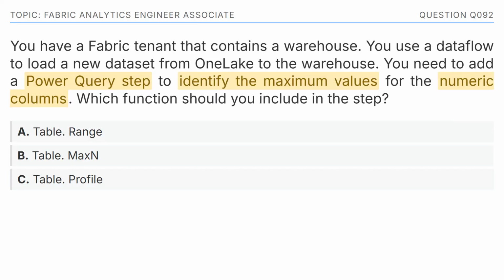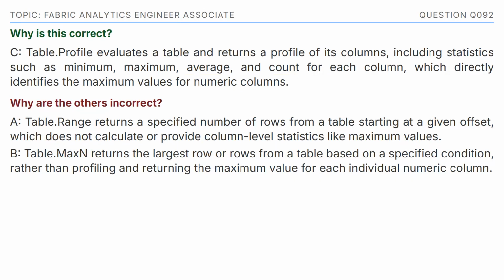To arrive at the correct answer, we focus on the keywords: Power Query step, identify the maximum values, numeric columns. The correct answer is option C, Table.Profile. Why is this correct? C. Table.Profile evaluates a table and returns a profile of its columns, including statistics such as minimum, maximum, average, and count for each column, which directly identifies the maximum values for numeric columns.